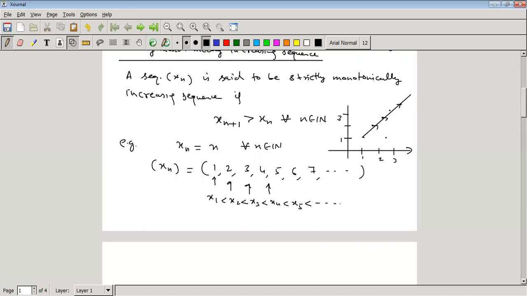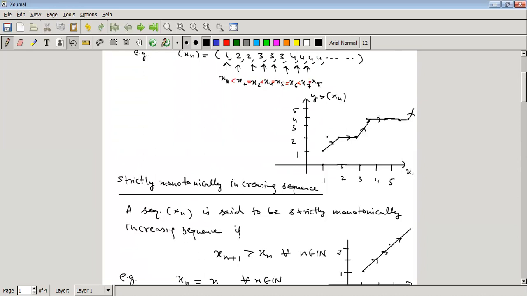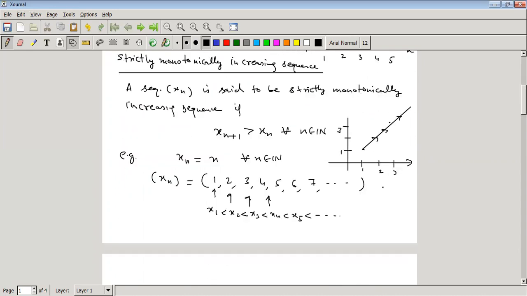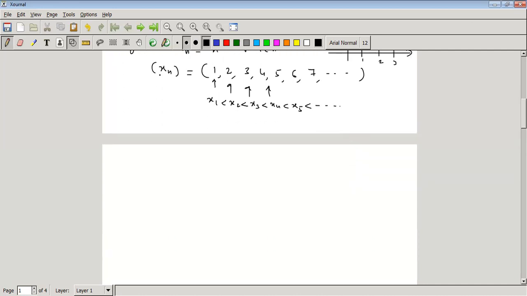What we observe is that in monotonically increasing, the next term and the previous term may be equal, but in strictly monotonically increasing, the next term is bigger than the previous term. They are not equal. So every strictly monotonically increasing sequence is monotonically increasing, but we cannot say every monotonically increasing sequence is strictly monotonically increasing. So this is one example.